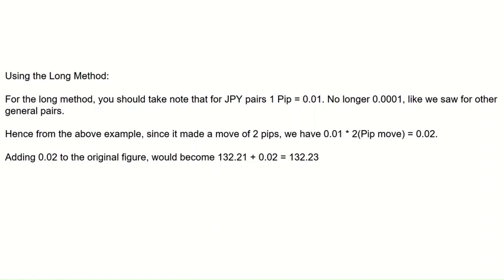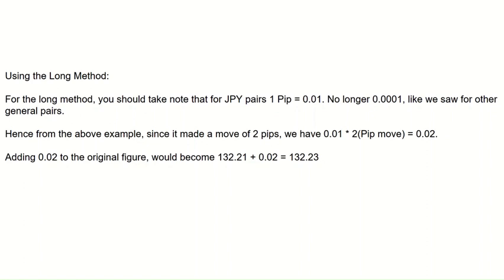So from the example in the previous slide, we said the current price is 132.21. So if it makes a 2 pip movement, then 0.01, which is the standard value, we are going to multiply it by the 2, which is the number of pips moved. Then it will give us 0.02. Now we add the 0.02 to the original figure, and it will become 132.21 plus 0.02, then it will become 132.23. I hope you get it now. You can see it is very, very easy.